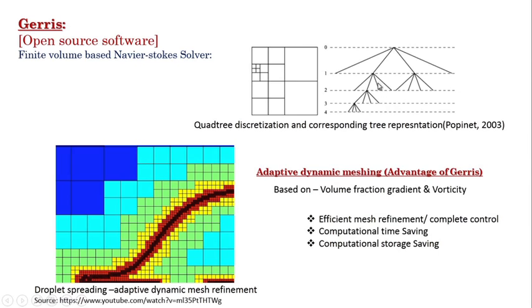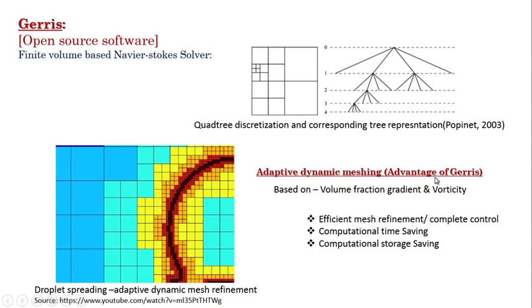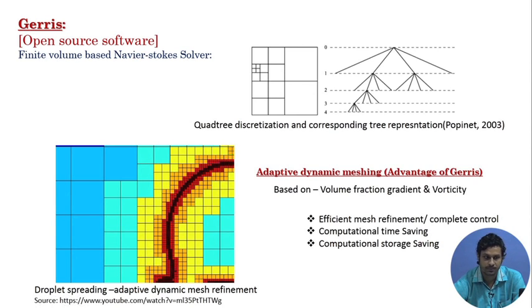I was talking about whenever required. This requirement will be based on volume fraction gradient. Whenever in the simulation there is a gradient of volume fraction, meaning near the interface and near the wall, in these positions it will go for high resolution meshing. Another criterion is vorticity. When there is generation of vorticity in the simulation, Jitter will go for high resolution meshing. This adaptive dynamic meshing has the advantage that it is efficient and gives complete control, and it saves computational time as well as storage.